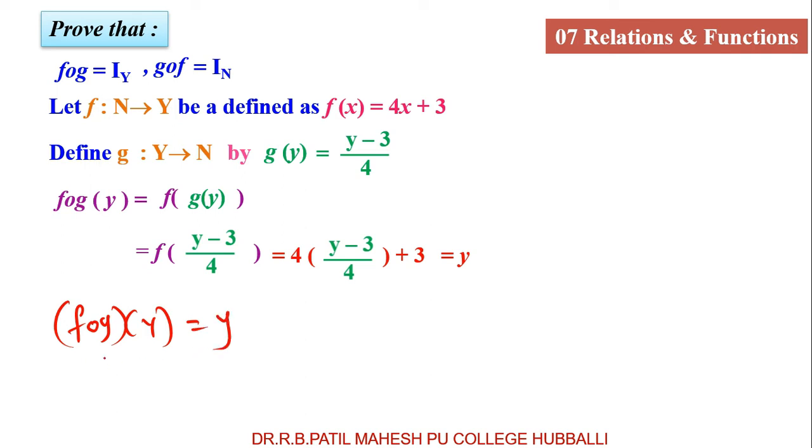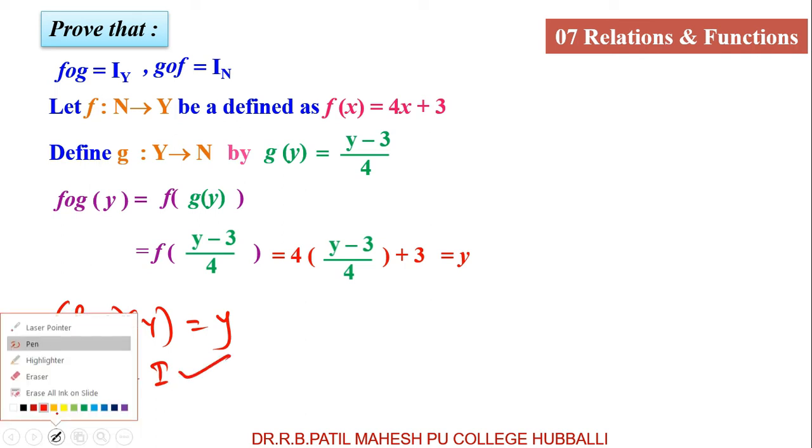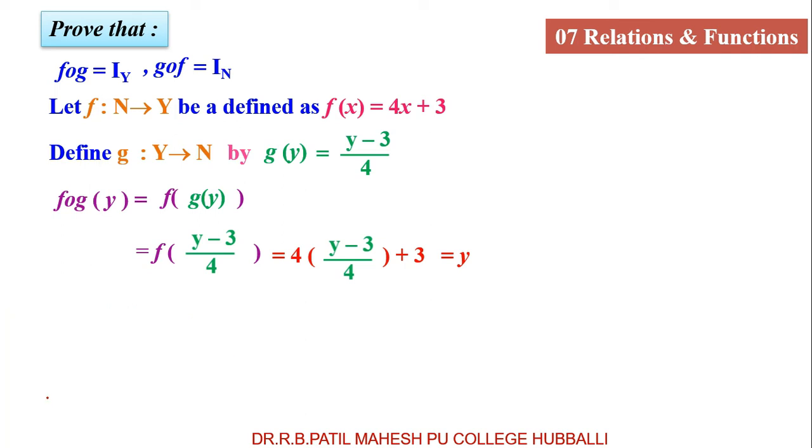Is it nothing but that f composition g is the identity function? Definitely it is an identity function, because f composition g of y is equal to y, as we got. So f composition g is the identity function.